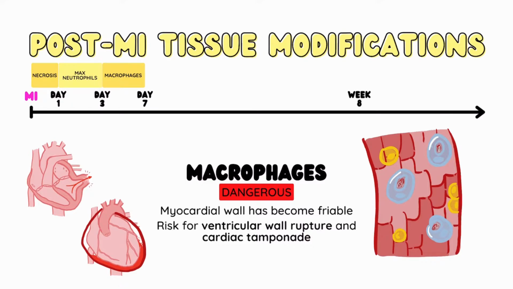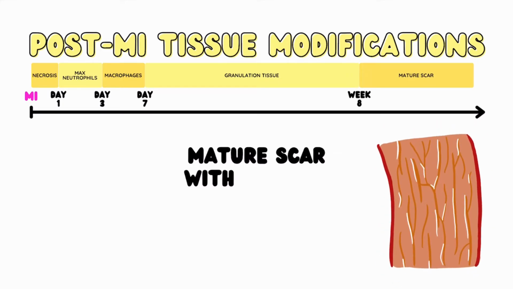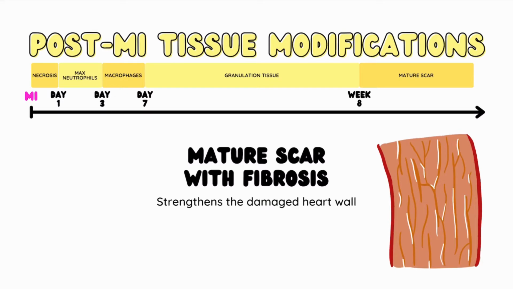After this period, and until about 8 weeks post-MI, the infarcted area begins to develop granulation tissue with the help of fibroblasts. These cells help heal the injury caused during the MI. Therefore, the myocardium has a mature scar with fibrosis over the area of infarct 8 weeks after the MI. Now, the fibrosis strengthens the damaged heart wall, but fibrotic tissue of all kinds loses its functional integrity.